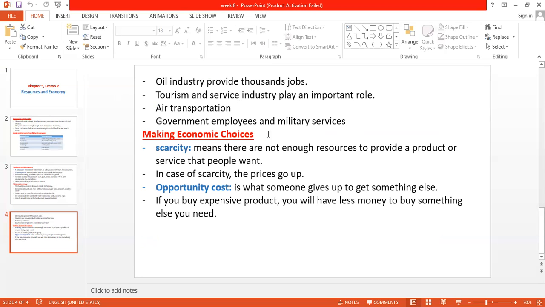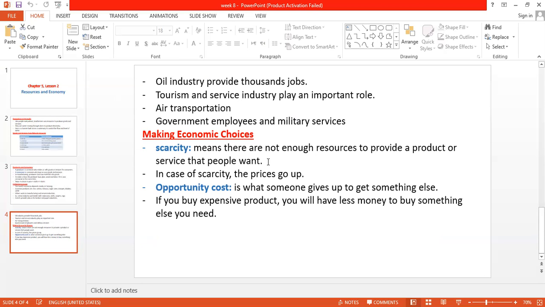Okay. The last point we have today related to economy is making economic choices. And here we have two important idioms. The first idiom we have is scarcity. What is the meaning of scarcity? Scarcity means there are not enough resources to provide a product or a service that people want. What is the meaning of that?